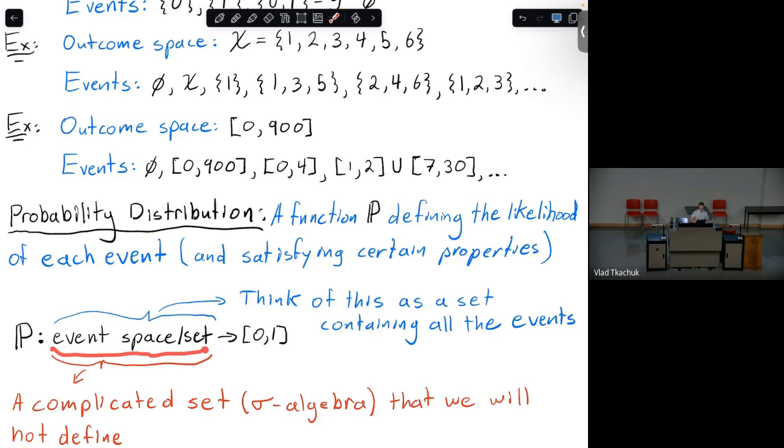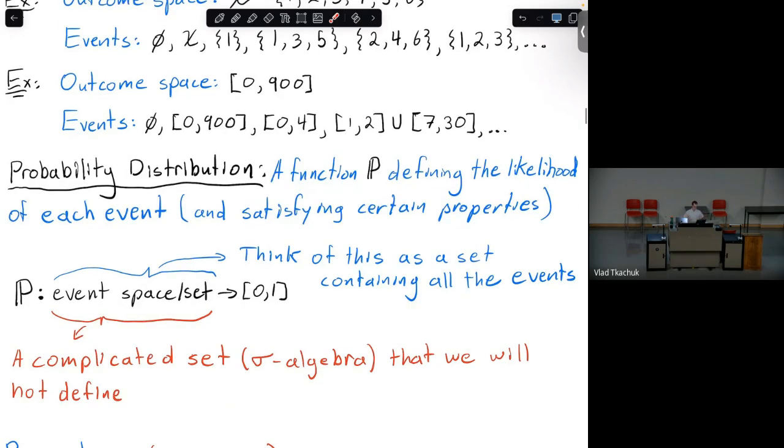And this thing is typically called the event space. For the purposes of this course, we're just going to think of this as the set containing all the events, and events are going to be subsets of the outcome space. And here's another note. There's not going to be too many more of these notes after this. It's just the beginning. I'm going to point these things out, and then after, we're just going to work with what I said.